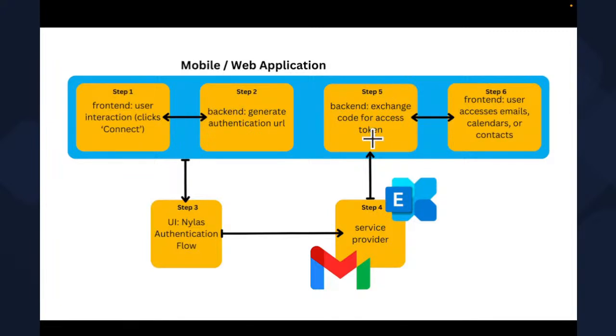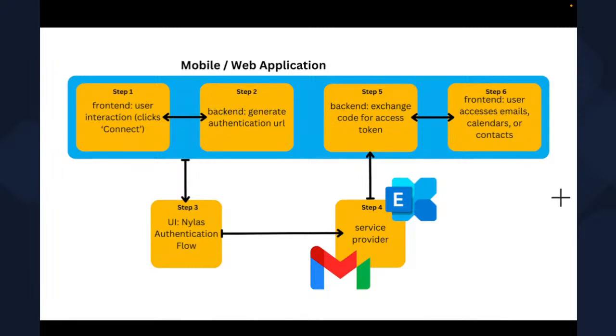Now, once you have the access token, you're pretty much ready to go. So your user is connected. You can use that access token to access the user's information, the specific information you requested permission for. And then you go back to your front end, and your user's able to access certain features that take advantage of your emails, your calendars, and your contacts.